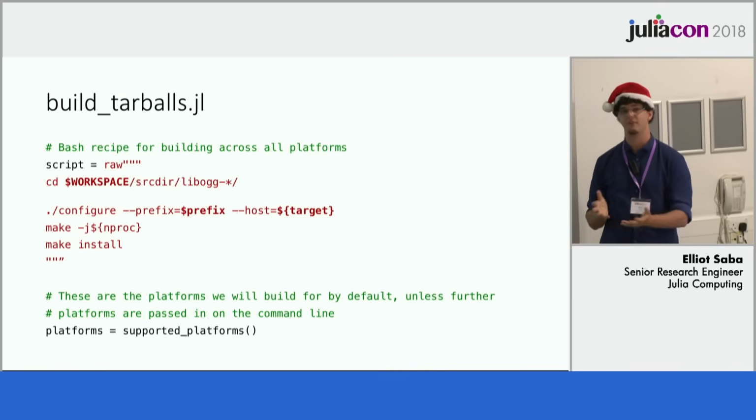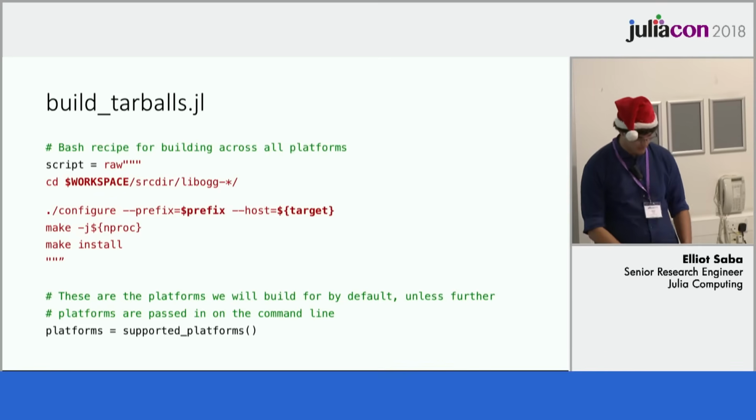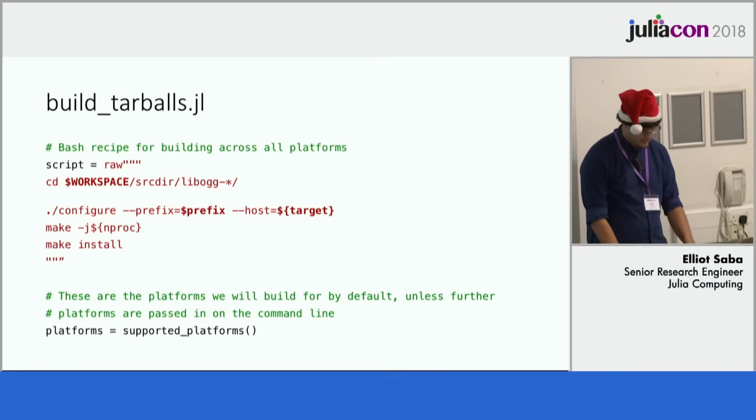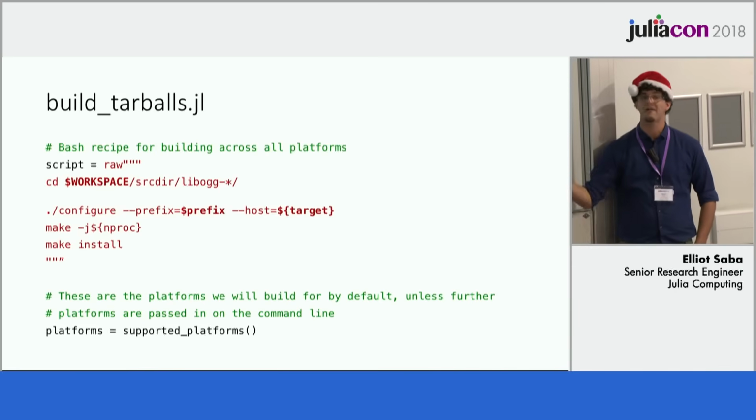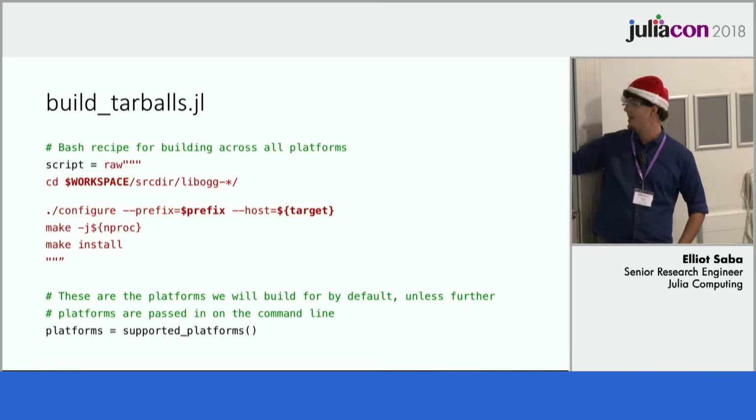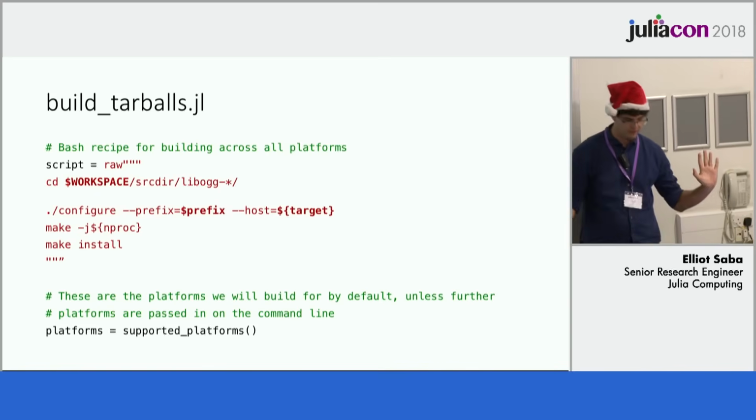We'll see there are some cases where you need to be a little more clever or work around things that aren't so clever. Down at the bottom, we can give a list of different platforms that we want to build for. When you say supported platforms like that, it just means try and build it for everything.